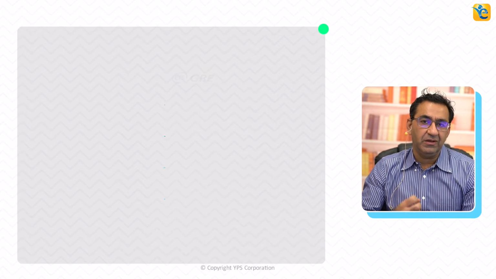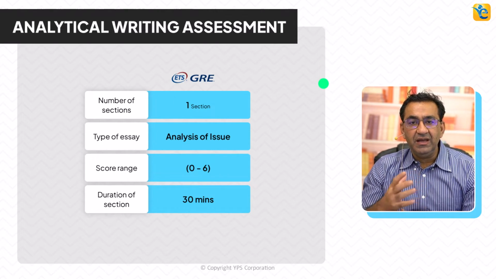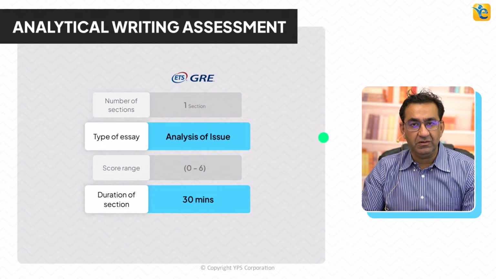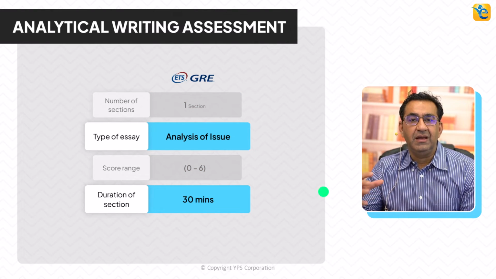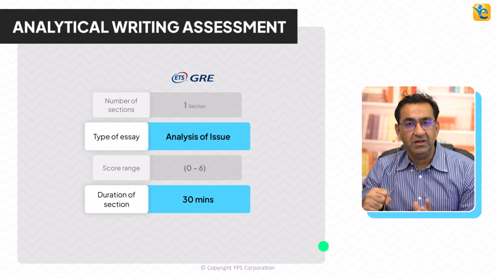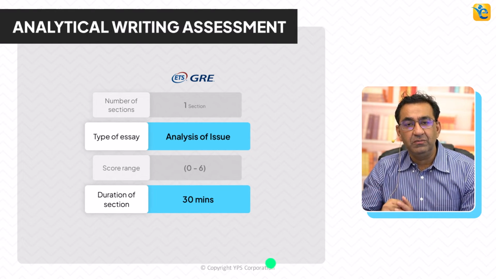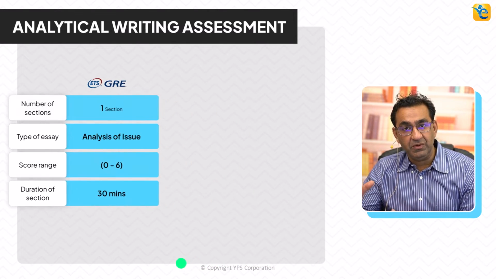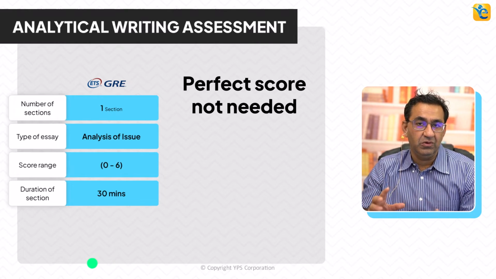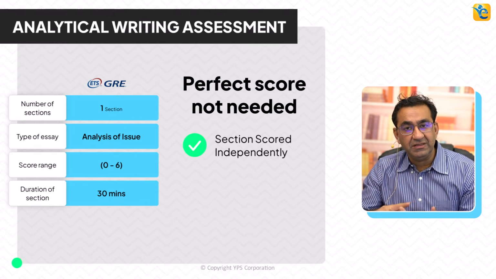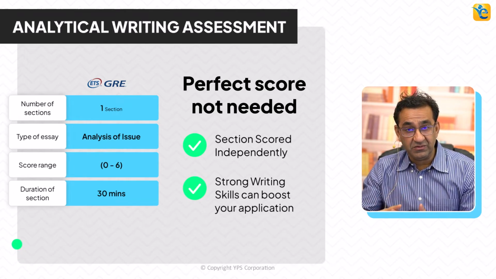Now let's talk about GRE's analytical writing section. In this section, you're provided with 30 minutes to write an argumentative essay describing to what extent you agree or disagree with an issue. While you don't need a perfect score on this section because this section is scored independently, strong writing skills can definitely boost your application.